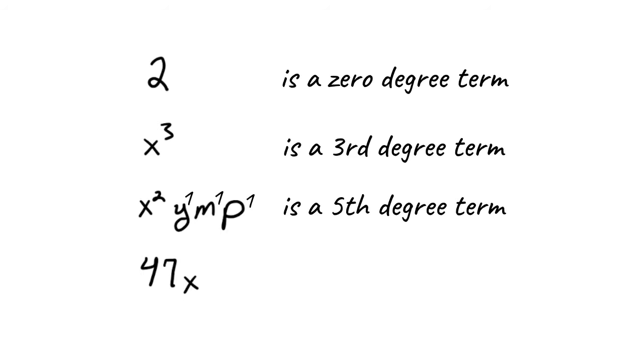X squared, Y, and P is a 5th-degree term because each one of those variables without an exponent actually has an exponent of 1. When you add those together with the 2, that's 5. 47x is a 1st-degree term because the x has the invisible 1 exponent.